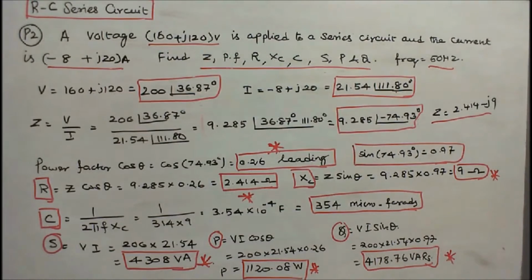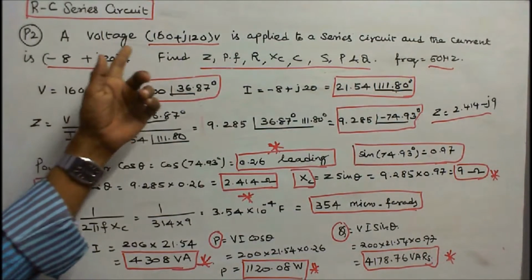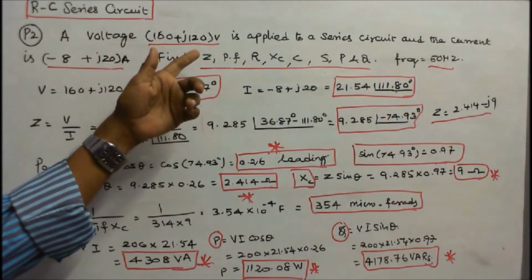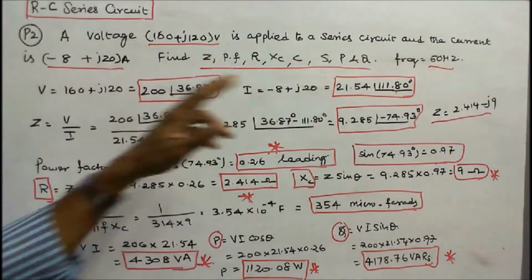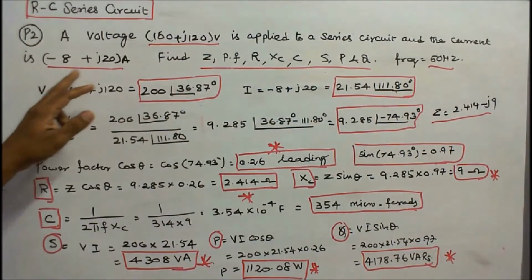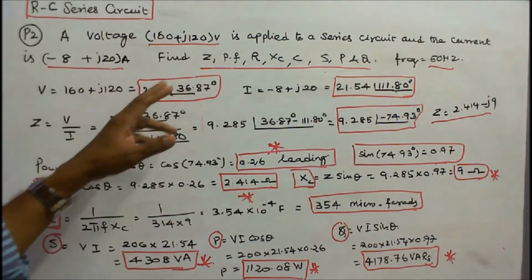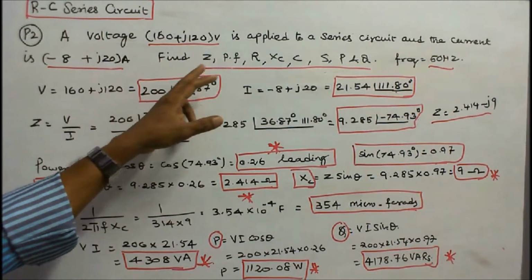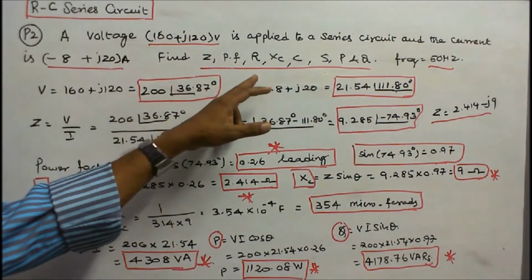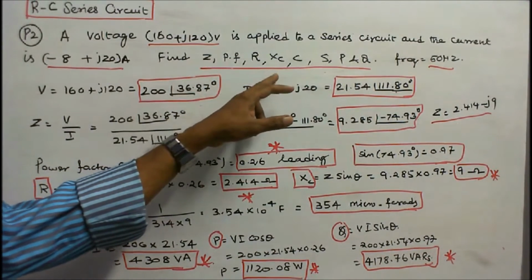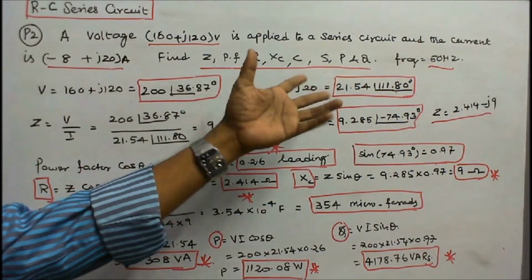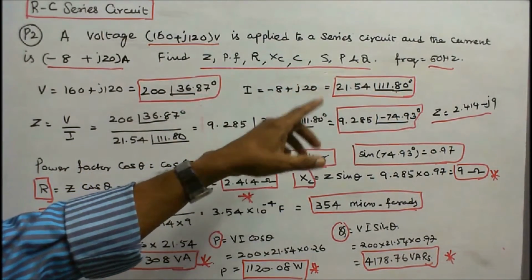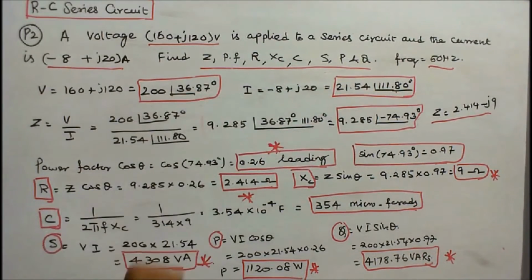Problem number 2. A voltage 160 plus j120 volts is applied to a series circuit and the current is minus 8 plus j20 amps. Find impedance Z, power factor, resistance R, capacitive reactance Xc, capacitance C, apparent power S, real power P and reactive power Q. Frequency is equal to 50 Hz.